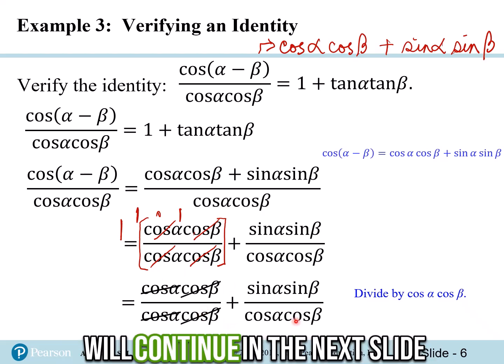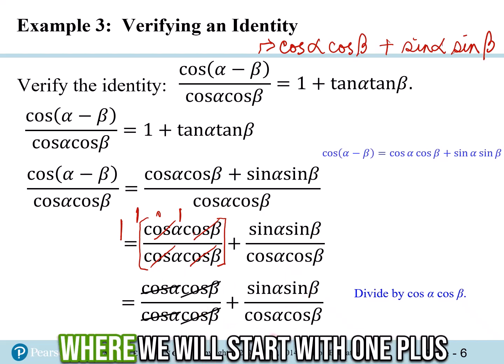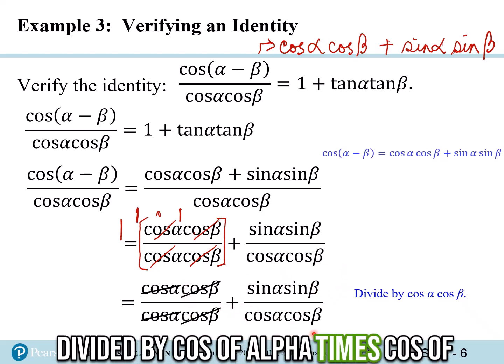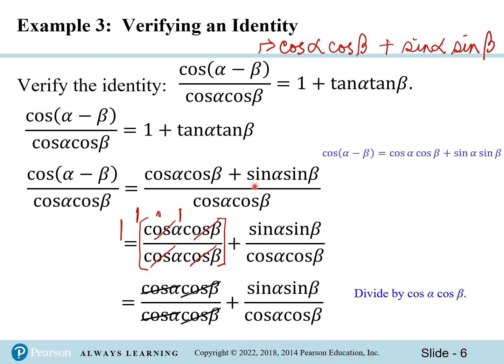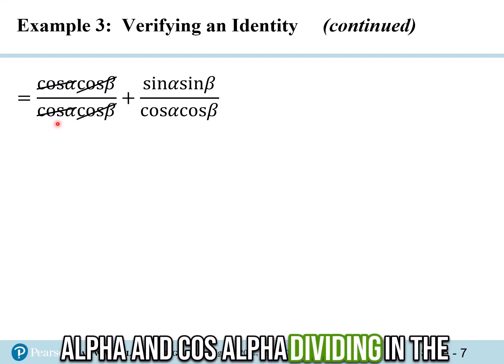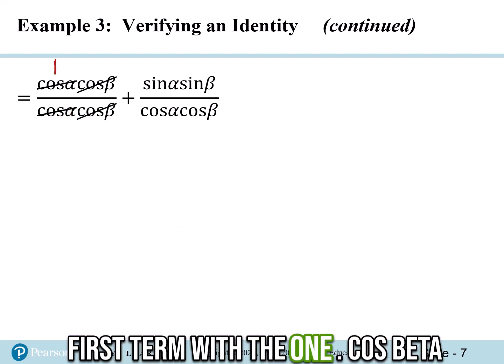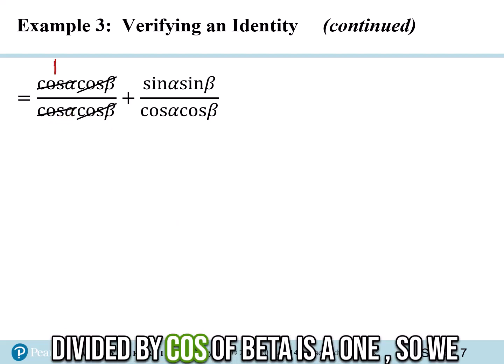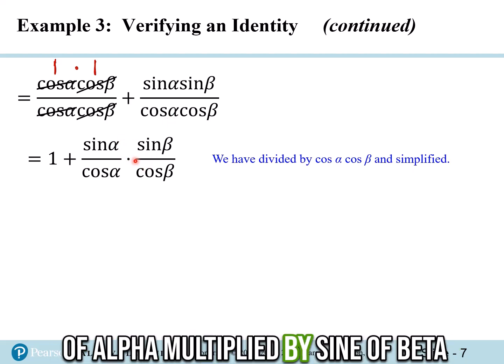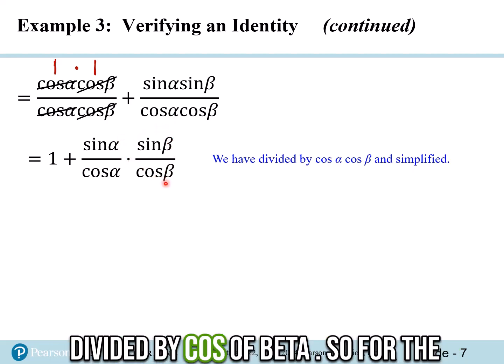This process will continue in the next slide, where we will start with 1 plus sine of alpha times sine of beta divided by cos of alpha times cos of beta. All right? So here we go. We start with cos alpha and cos alpha dividing in the first term with the 1. Cos beta divided by cos of beta is a 1. So we end up with 1 plus sine of alpha divided by cos of alpha multiplied by sine of beta divided by cos of beta.